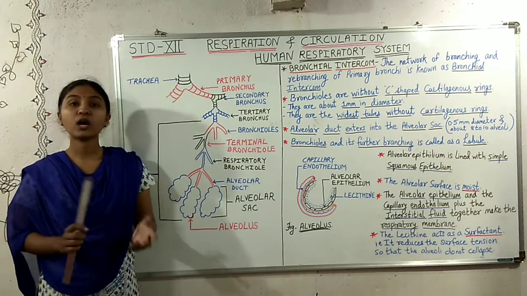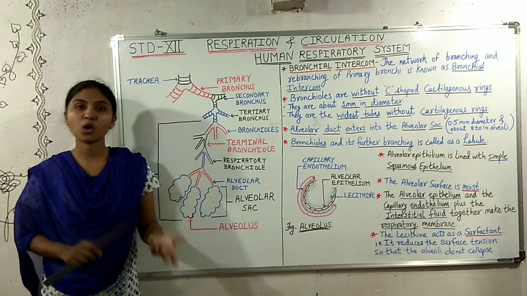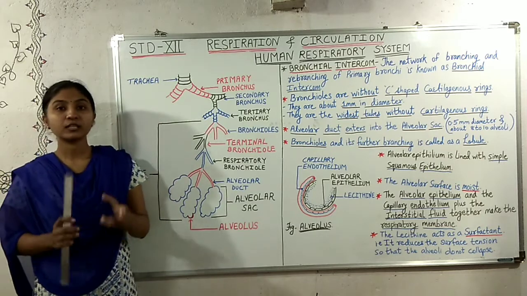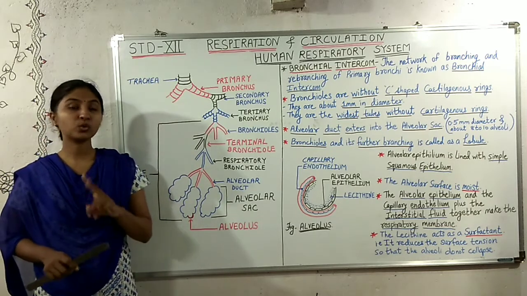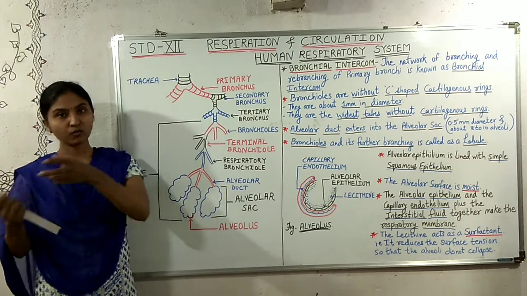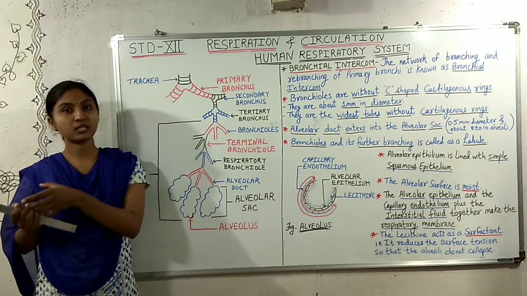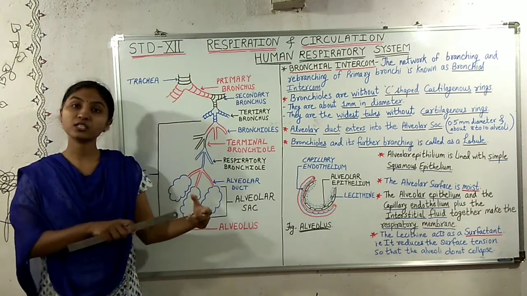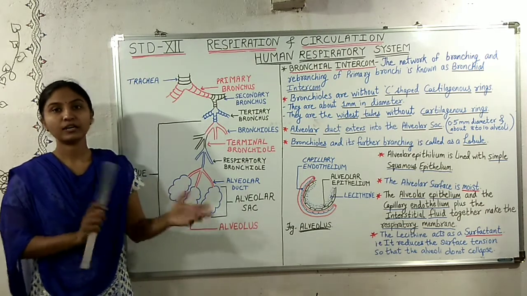Now we are going to understand the branching of bronchi. As we have seen, the trachea gets divided into two tube-like structures. Those are called primary bronchi. The one which enters the right lung is called the right bronchus, and the one which enters the left lung is called the left bronchus.